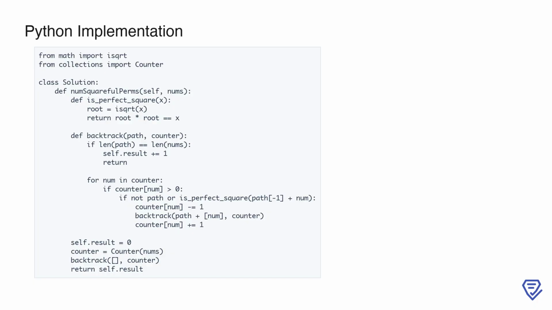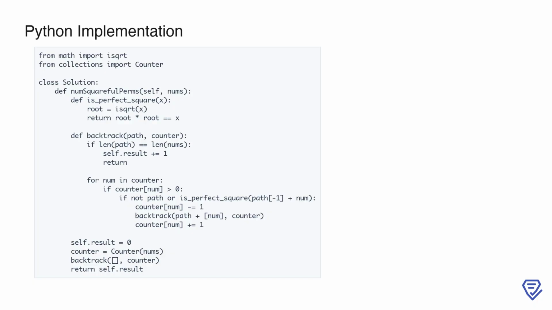Let's break it down step by step. 1. Helper function is_perfect_square. This function checks if a given number x is a perfect square. It computes the integer square root of x and verifies whether squaring it gives back x. This is an efficient way to avoid floating point inaccuracies.